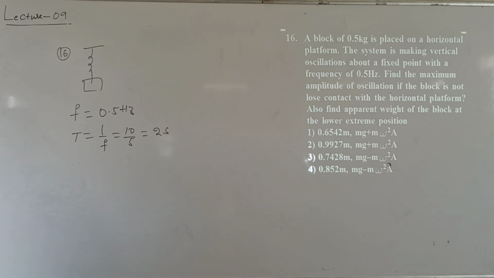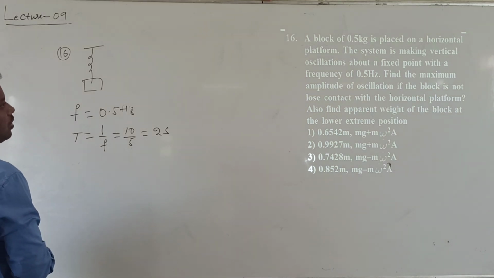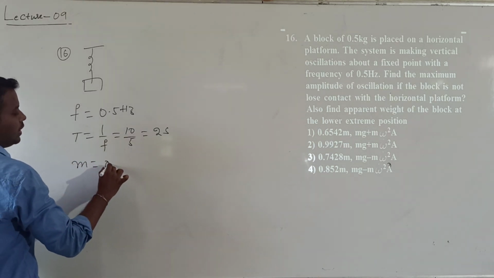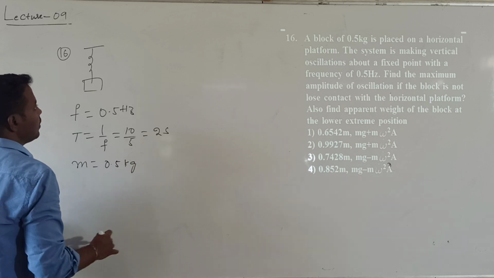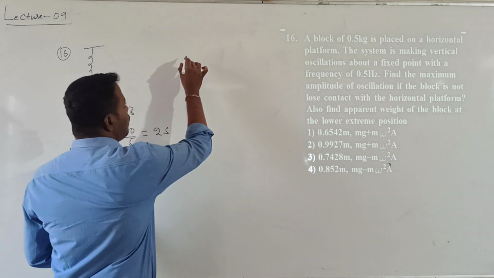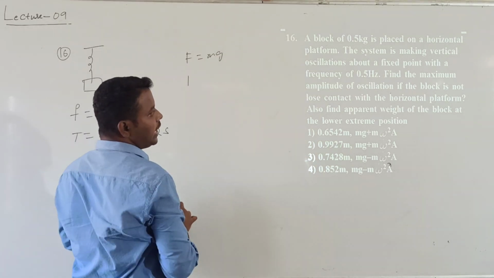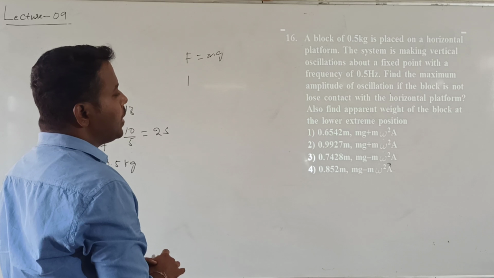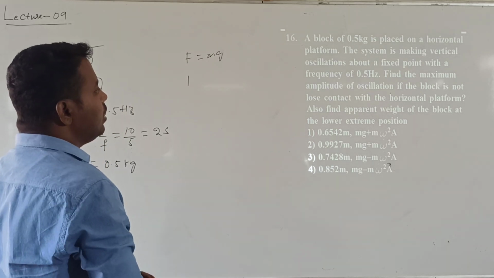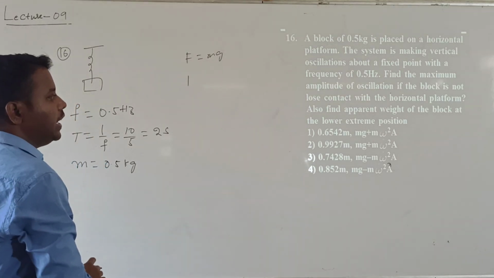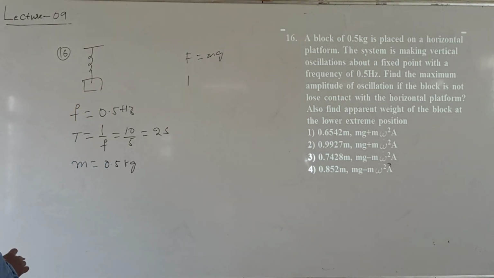So they are asking us to calculate the maximum amplitude of oscillation. What is the mass of the block? Block mass is given as 0.5 kg. So then force value F is equal to mg. F can be written as K into x, if the spring constant value is given. But they have not given the spring constant value. What are they asking us to calculate? Find the apparent weight of the block at the lower extreme position and the amplitude value.